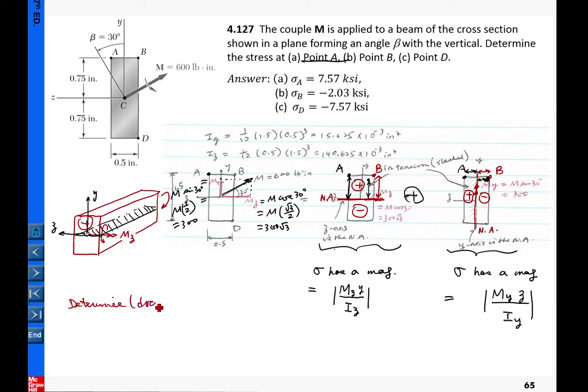Determine or draw the neutral axis over the given cross section. Okay, I want you to draw the neutral axis over this cross section here. So again, the neutral axis by definition is where the stress equals 0.